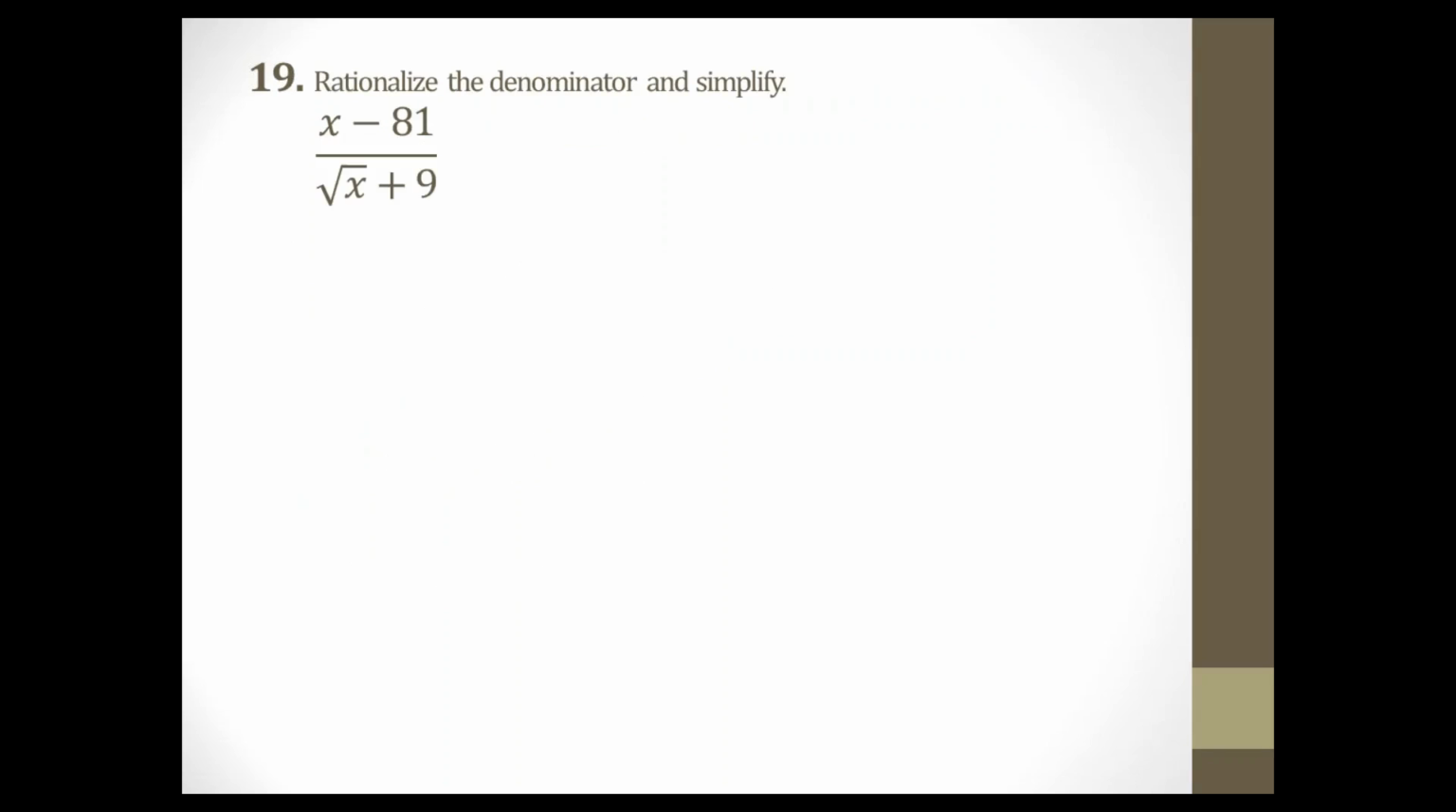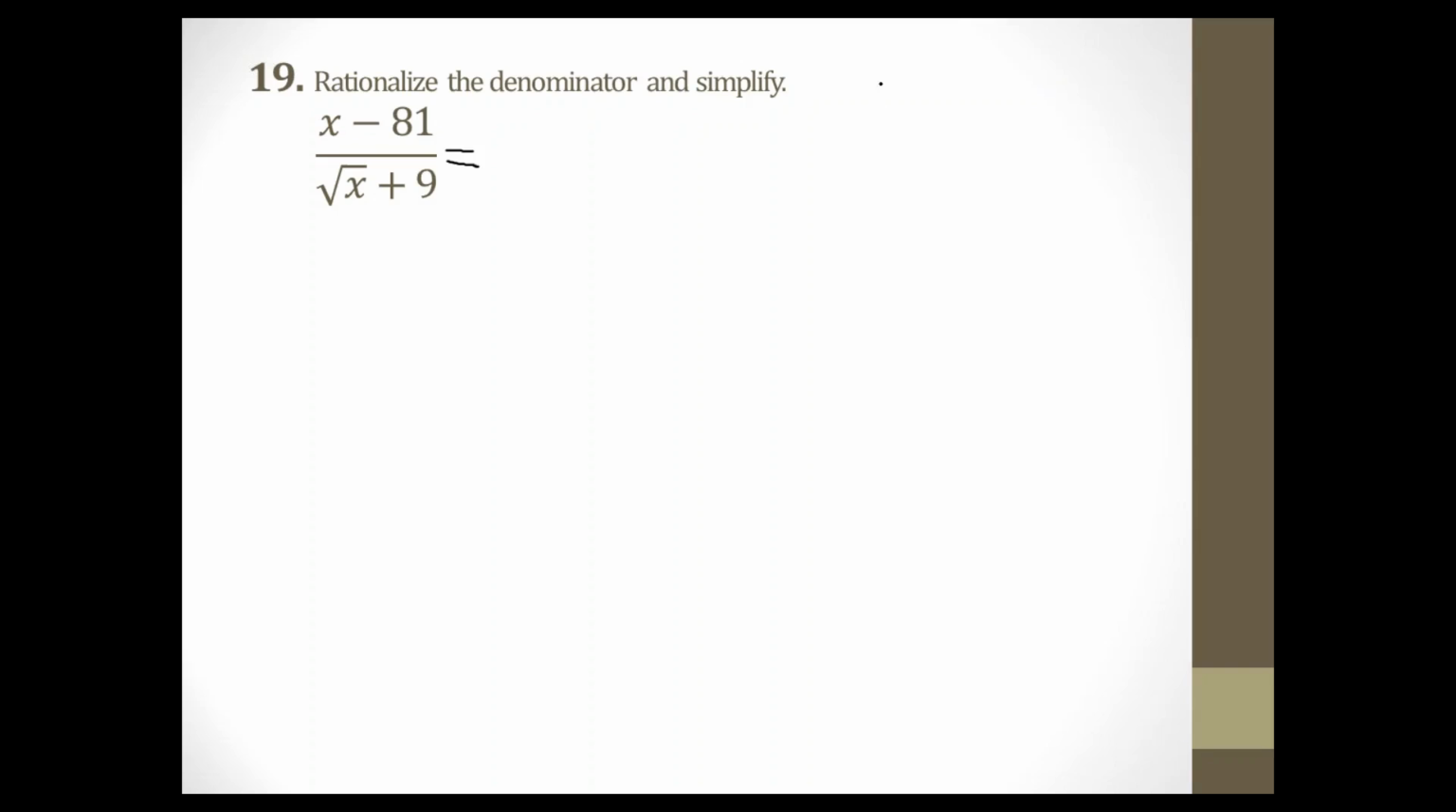Okay, so 19, rationalize denominator and simplify. So when you're trying to rationalize the denominator, that means that you're trying to get rid of the square roots in the denominator. So this problem is an interesting one, and you actually can rewrite the numerator as the difference of two squares. So we can think about it.